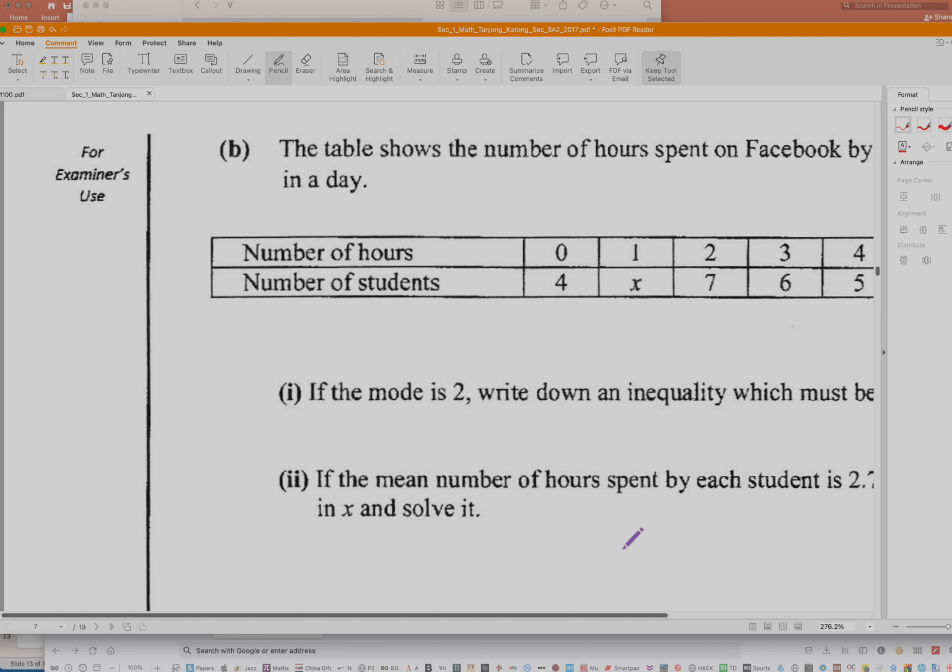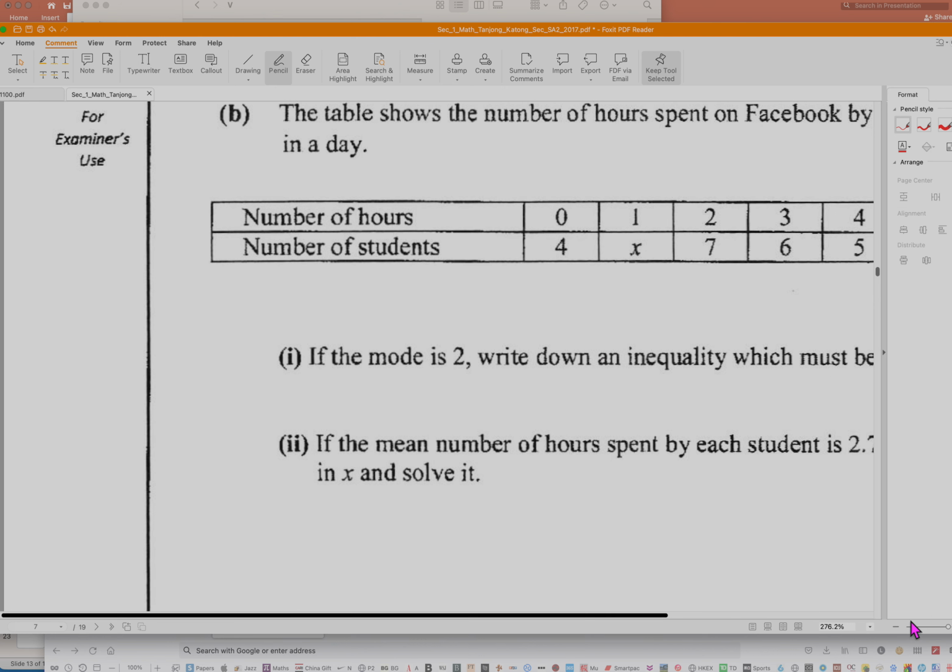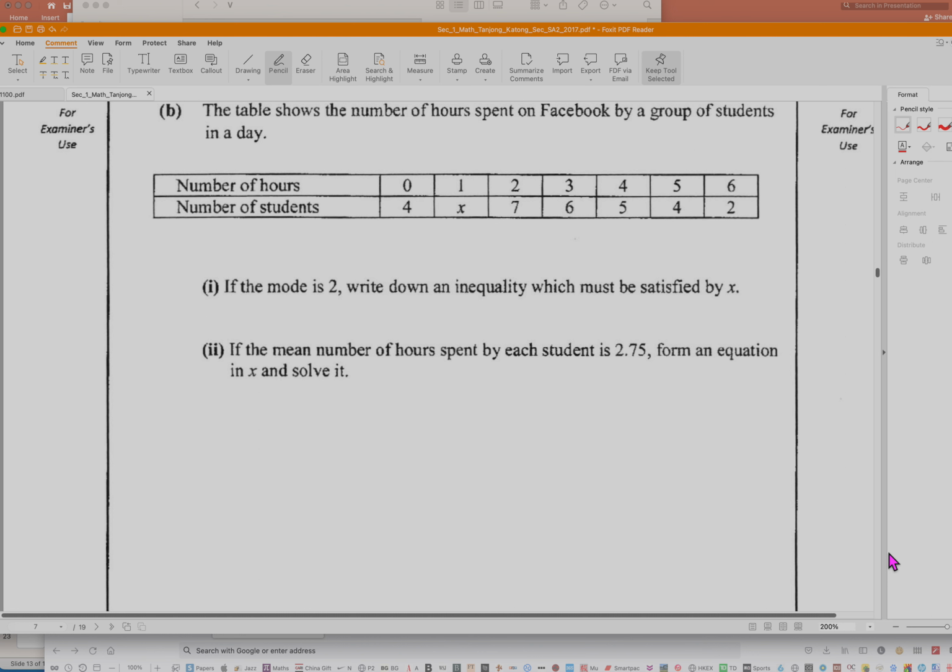The mode, mean, and then? This one, yeah, the mode. I don't know what is mode. Okay, good. So let's talk about mode, mean, median.